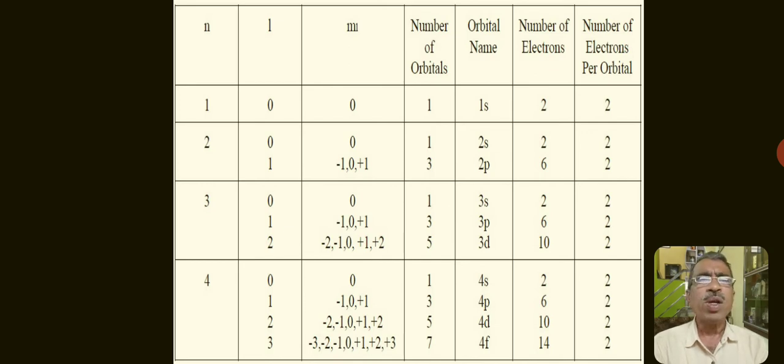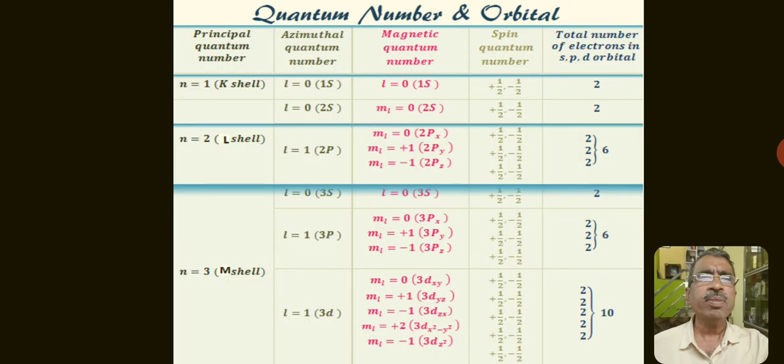When n is equal to 2, it is having the L shell. It is having 6 plus 2, 8 electrons. So in the M shell, we have 18 electrons, and the fourth is having 32 electrons. Now, this is another table in a similar fashion, showing the various electrons and various values of N, L and M.